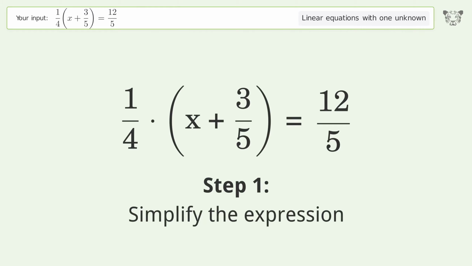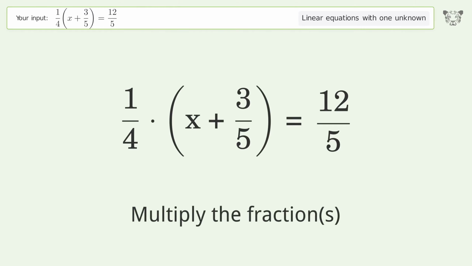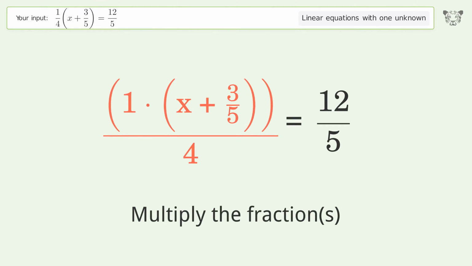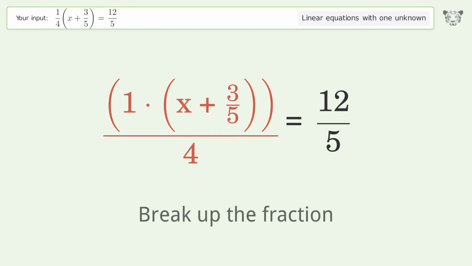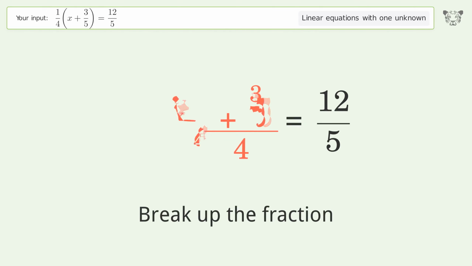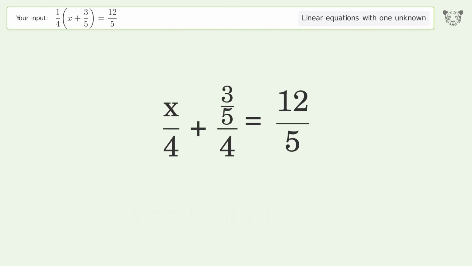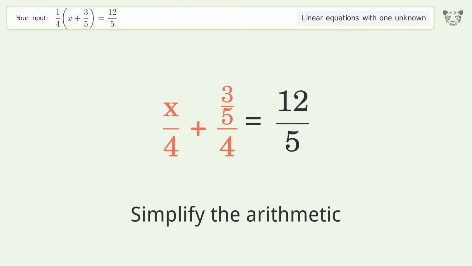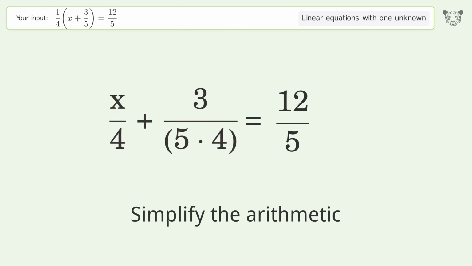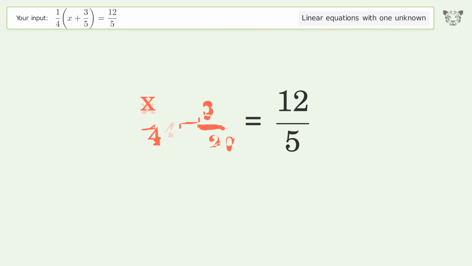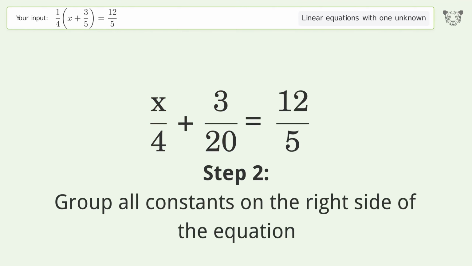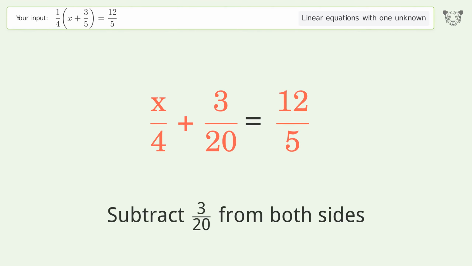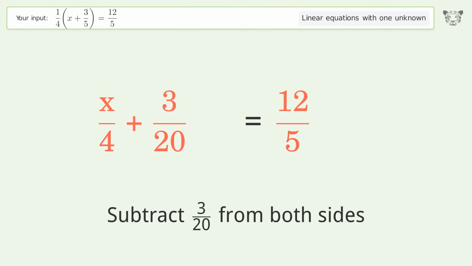Simplify the expression. Multiply the fractions. Break up the fraction. Simplify the arithmetic. Group all constants on the right side of the equation. Subtract 3/20 from both sides.